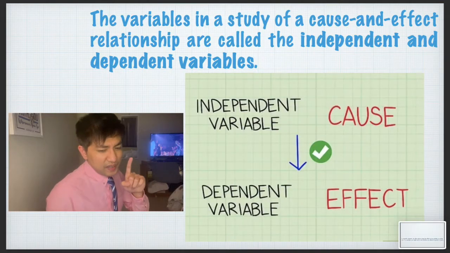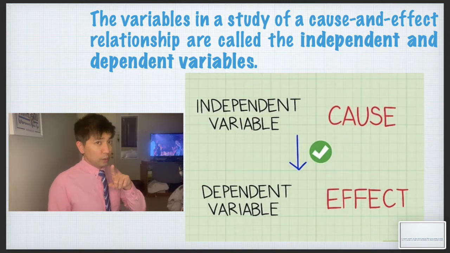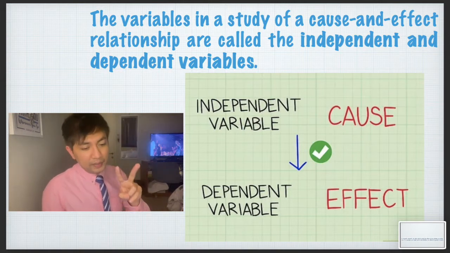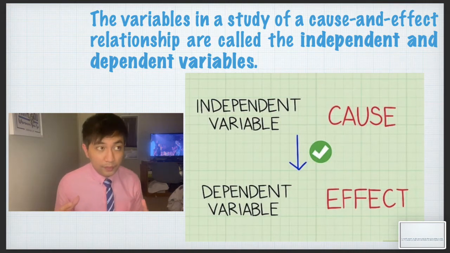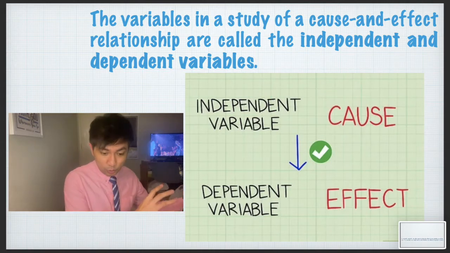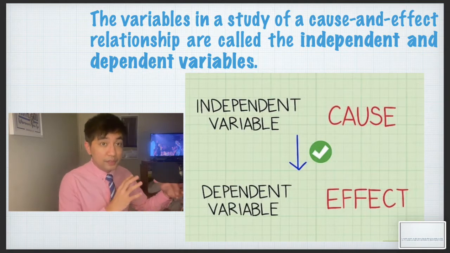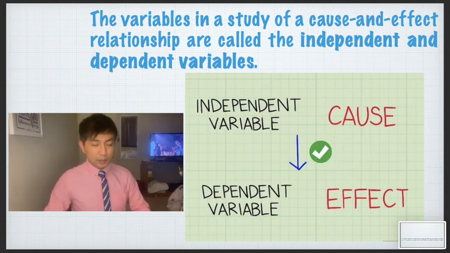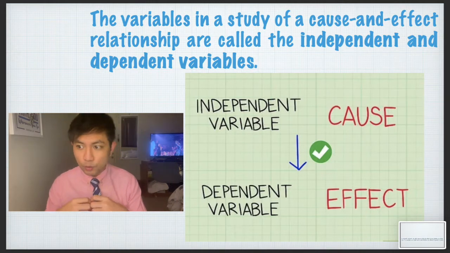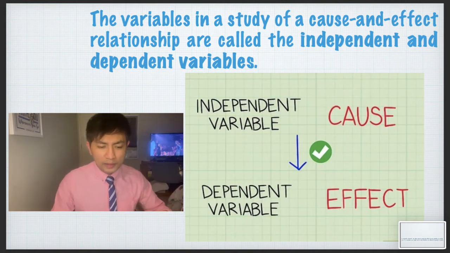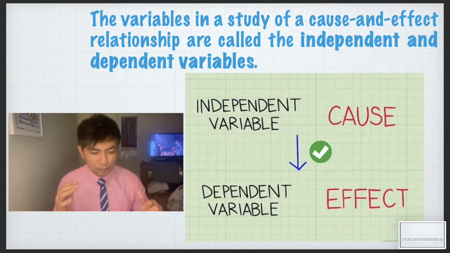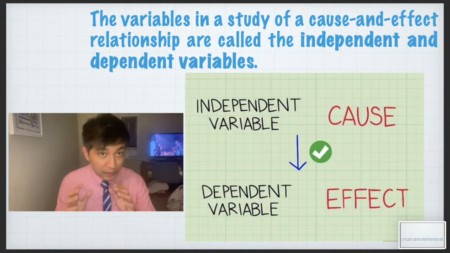The variables in a study of a cause and effect relationship are called your independent and dependent variables. Your independent variable is the cause, the one that is causing the effect. The effect is the dependent variable, the thing that we are measuring. Basically, independent variables are our treatments, or the things that we do in the experiment, so that we can measure the effect. Now, let's put that in a more concrete situation. I'll have some problems, and then we will identify the dependent and independent variable.